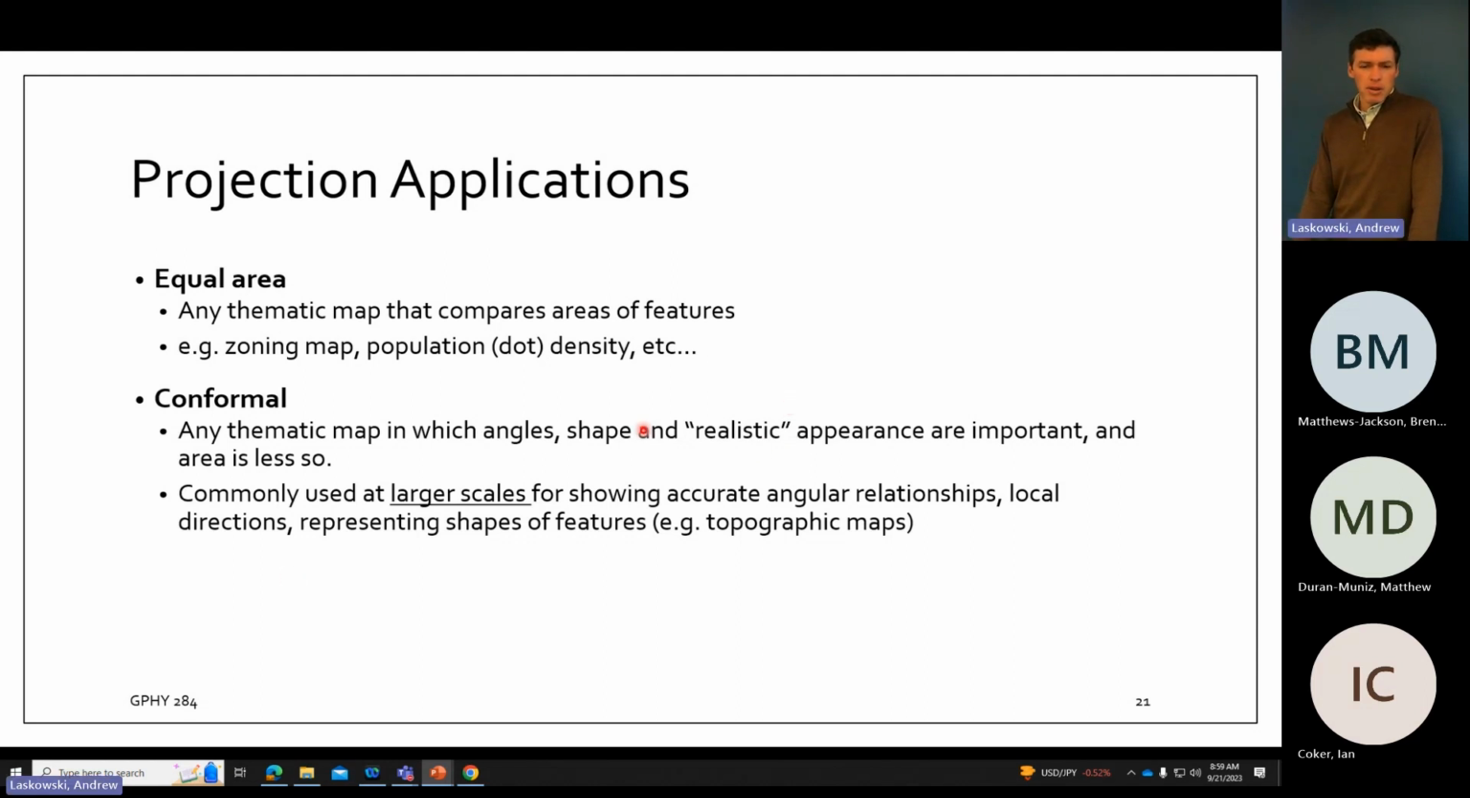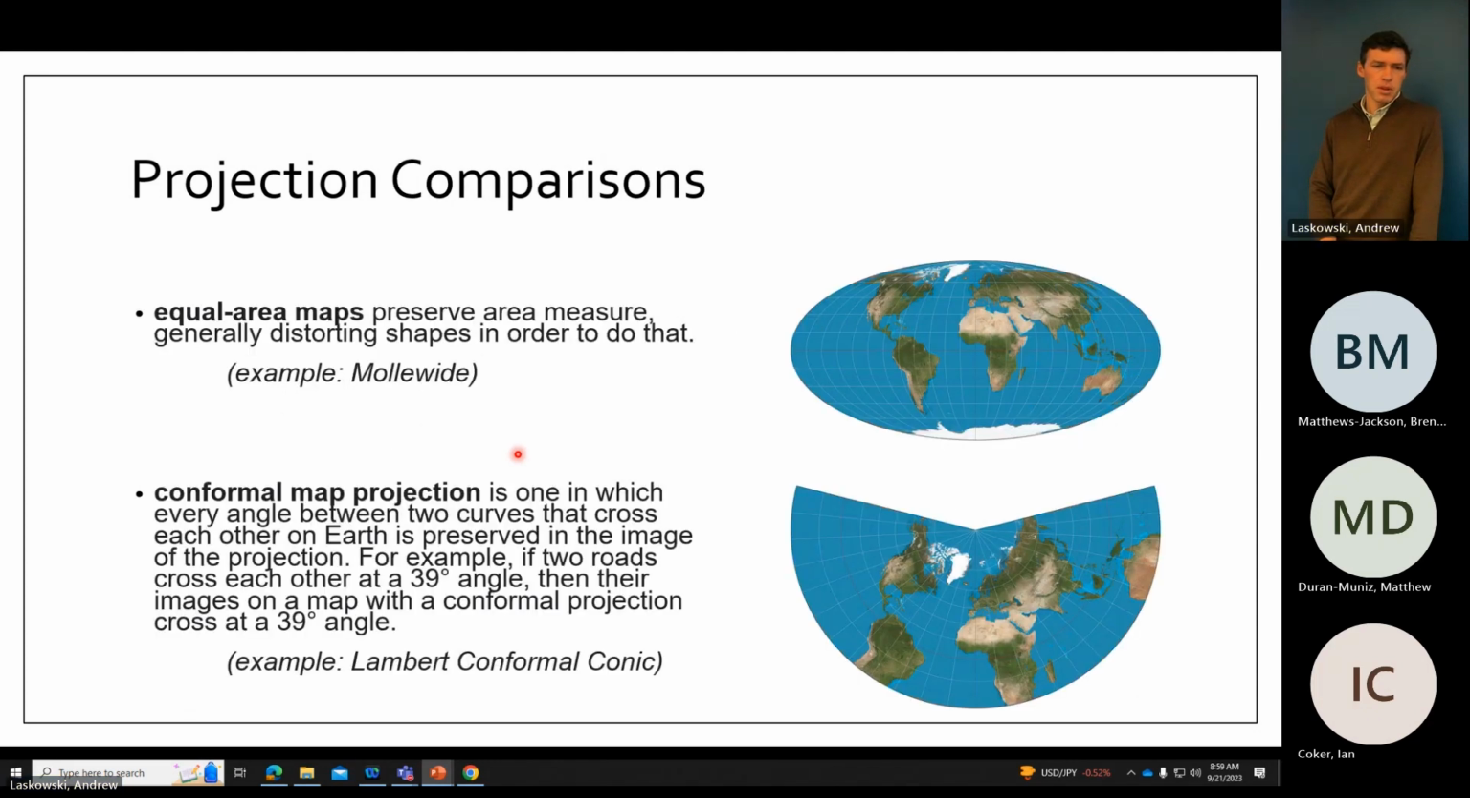Any sort of map where a realistic appearance or navigational angles is very important should use a conformal map projection, and better to use these at larger scales. So here's an example of an equal area map, the Mollweide. In just a couple minutes, I'll show you how to actually turn this on in ArcGIS Online if you want to use an equal area map projection.